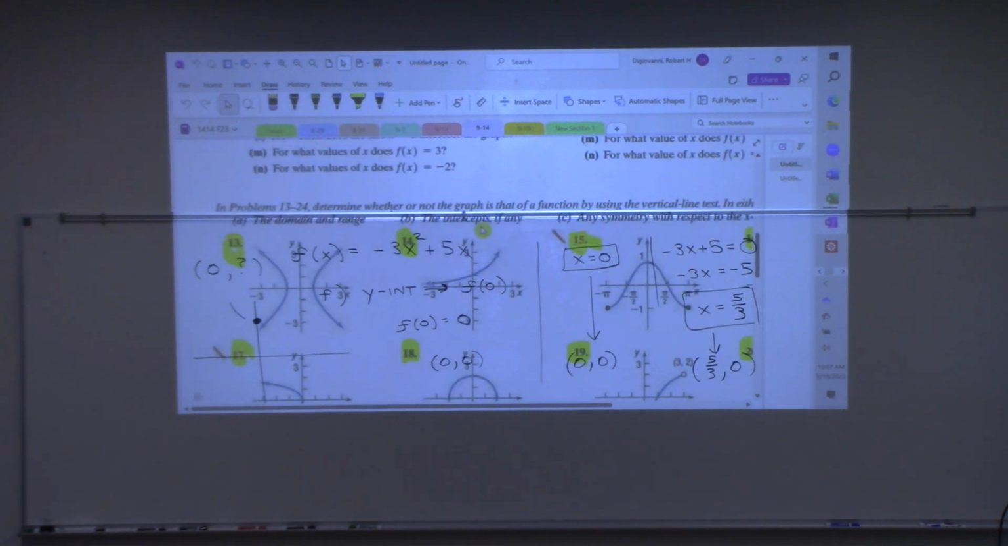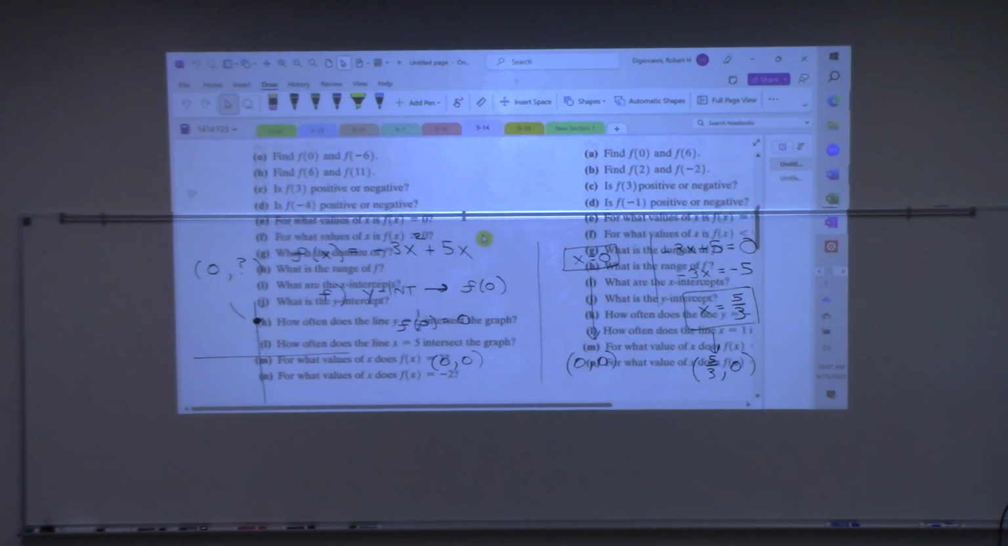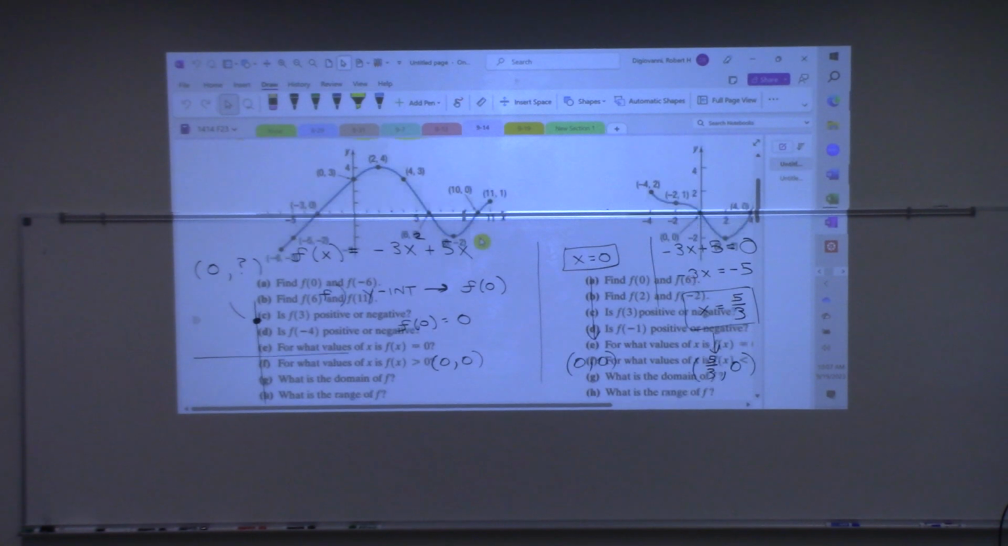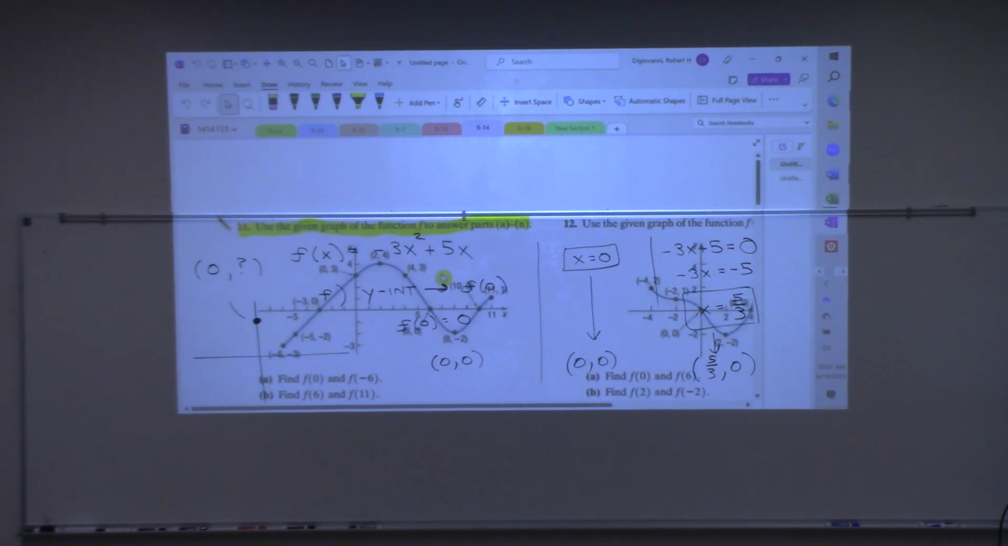All right, we are going to move on. That concludes 3.2, all right, which was very visual, right? There's a lot of visual stuff here. We're going to move into 3.3 now.